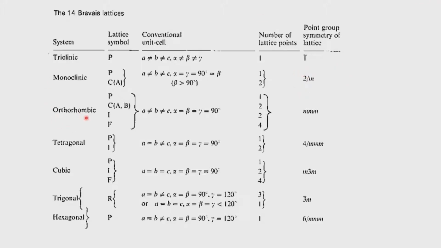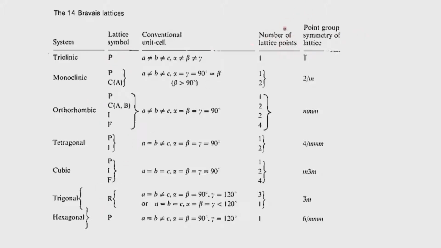Then we go to the orthorhombic system. In case of the orthorhombic system, we have 4 possible lattices: the primitive lattice, the C centered lattice, which could also be represented as A and B, A centered as well as B centered, because A is equal to B is equal to C. Then we have the I centered lattice, which is the body centered lattice, and then the face centered lattice. Notice that the lattices are independent of the point group symmetries. So, the point group symmetry of the lattice is very high, whereas the lattice symbols will generate different types of lattices, that is number of lattice points.